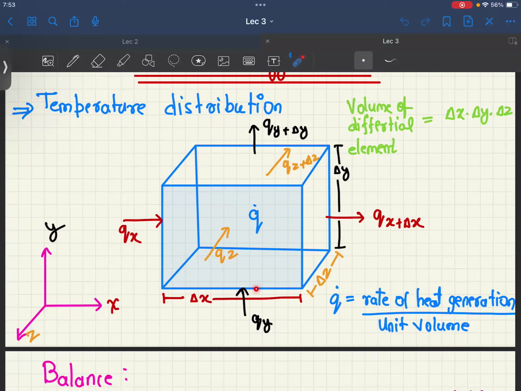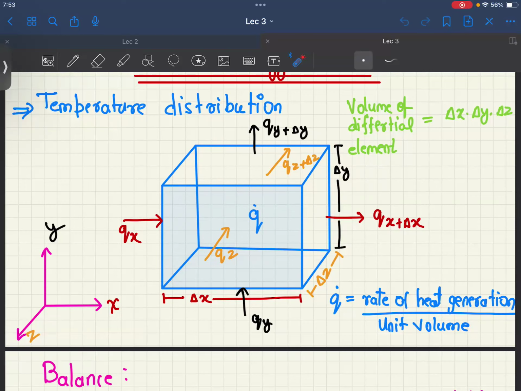So the length of this arbitrary element in x direction is delta x, in y direction it is delta y, and in z direction it is delta z. Okay. So now this is a cuboid, so a cuboid has 6 surfaces, right? So this is one surface, this is second surface, this is third surface, this is fourth surface, and then this is fifth, and this is sixth surface.